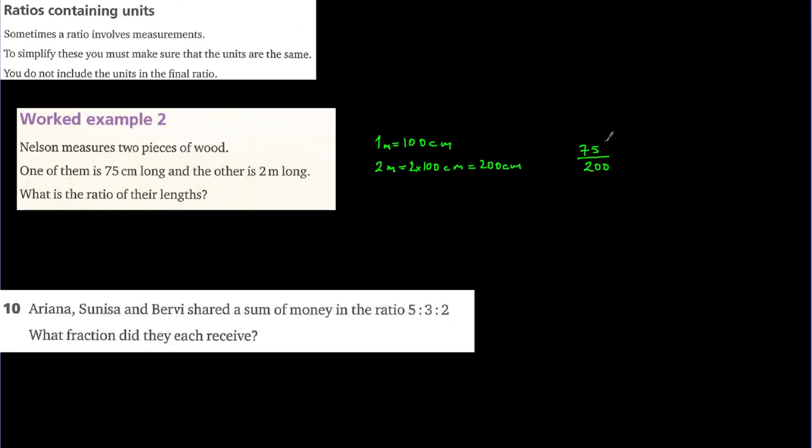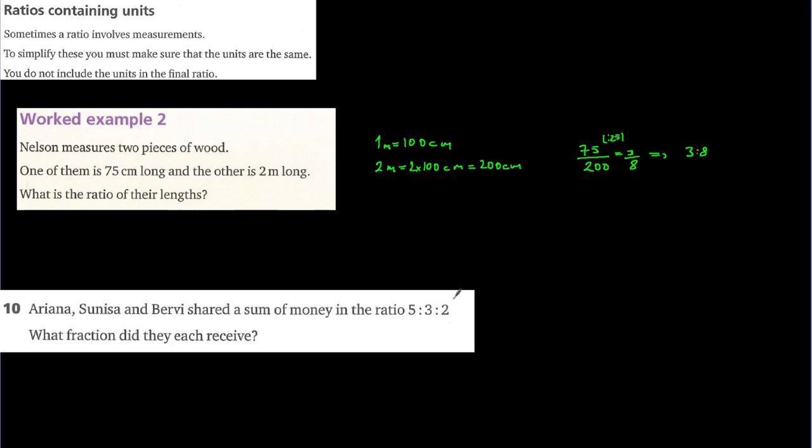And here also I can divide these by 25. If I divide by 25, this is equal to 3, and this divided by 25 is equal to 8. So this is the final step. The ratio of them can be written as 3 to 8. The important part is that in the final ratio, we are not going to mention their units.